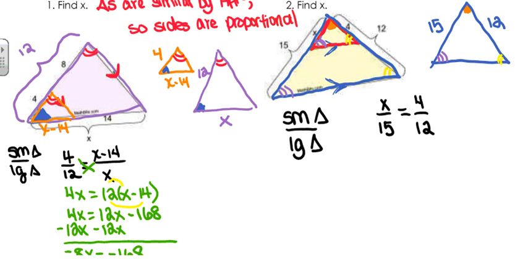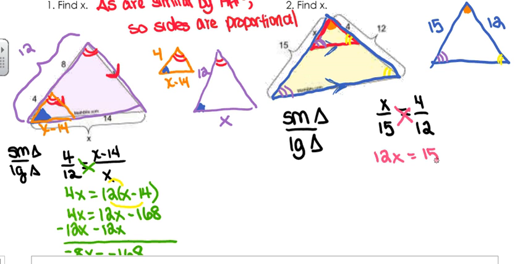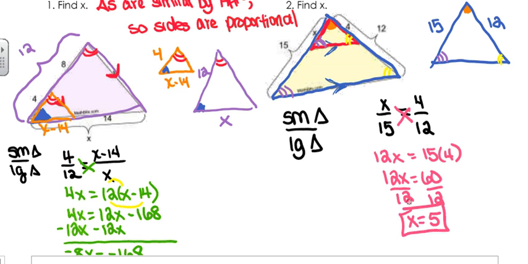And again, I've got this whole proportion working, so I'm going to solve this by cross multiplying. 12 times x equals 15 times 4, or in other words, 12x's are equal to 60, and each x is equal to 5. Beautiful.